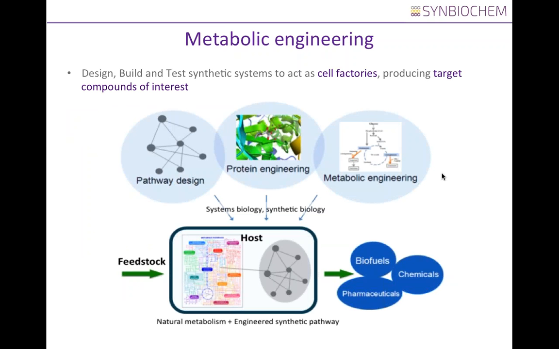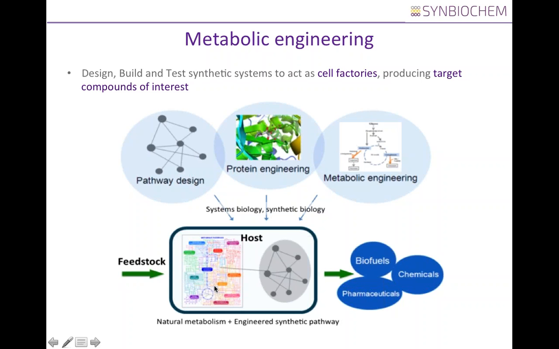So as I've said, the approach that we're looking at is metabolic engineering. And what we're trying to do is to produce cell factories that will allow us to produce target compounds of interest. Now, we know that cells, naturally, microorganisms, can produce, through their natural metabolism, a range of useful chemicals that we can use. An obvious one is fermentation, that we've used for thousands of years to produce alcohol.